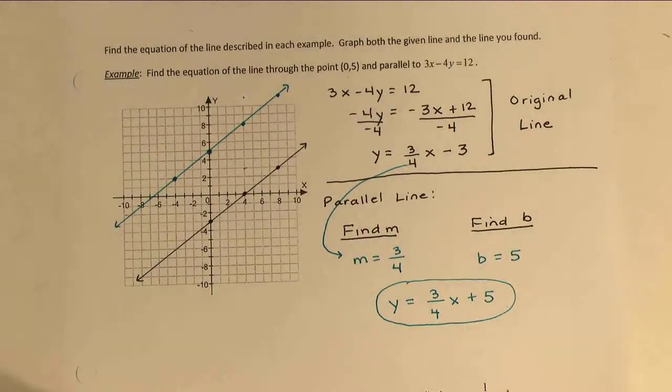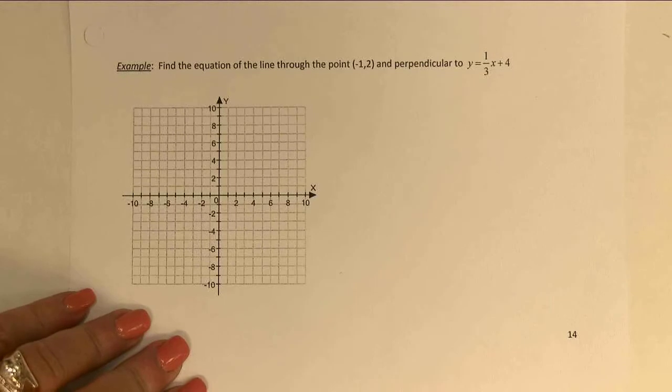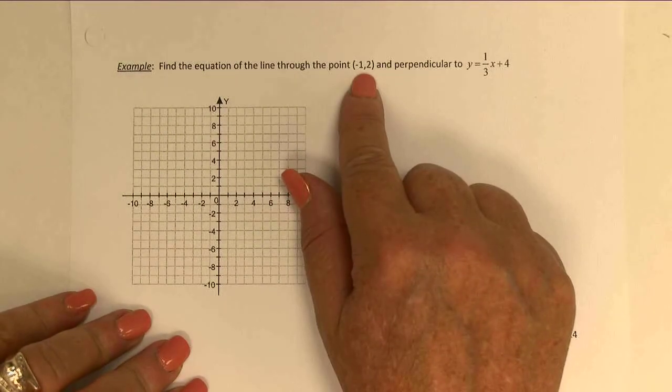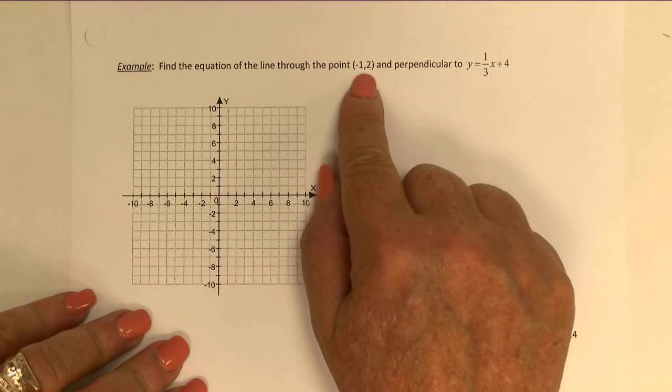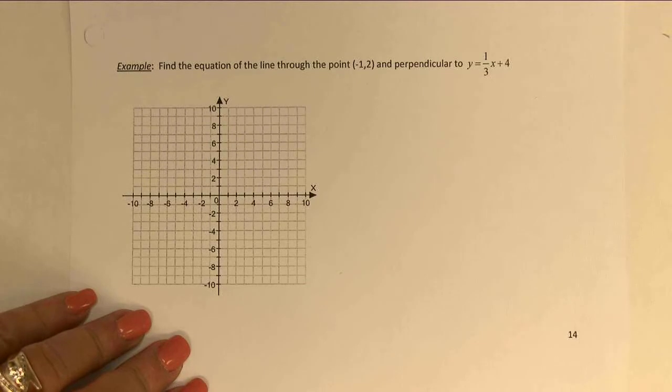All right, let's try the perpendicular example, last one in this section. This time, I didn't give us the y-intercept, unfortunately. We'll have to work for that. We do know a point, though. We want our line to go through the point (-1, 2) and be perpendicular to the line y equals 1/3 x plus 4. Let's start by graphing the original line.